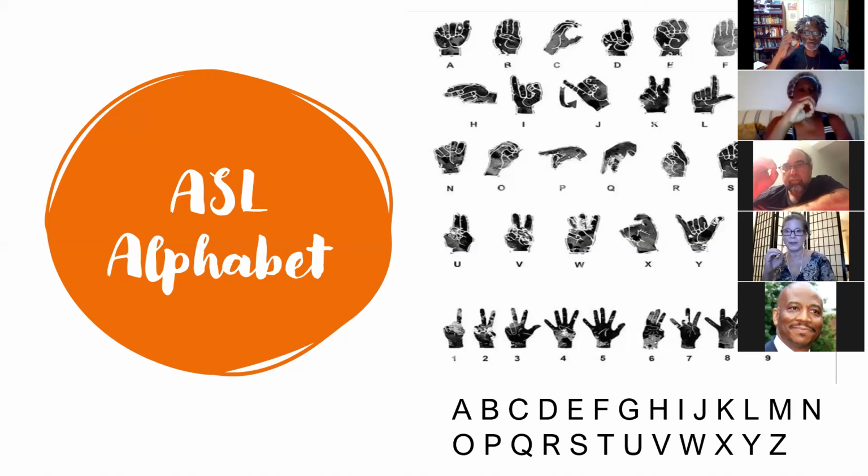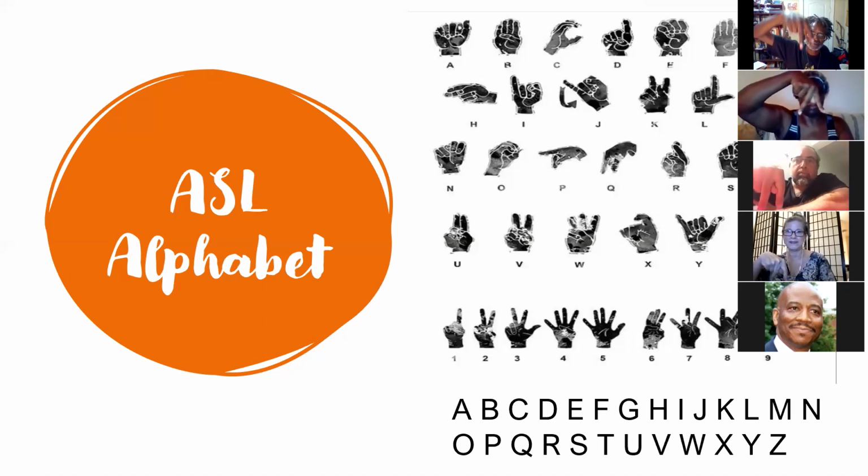And then P would be the letter K upside down. Yeah, I could tell. Looks like a P. P. Right. And then what is this? That's P. So Q is the letter G upside down.